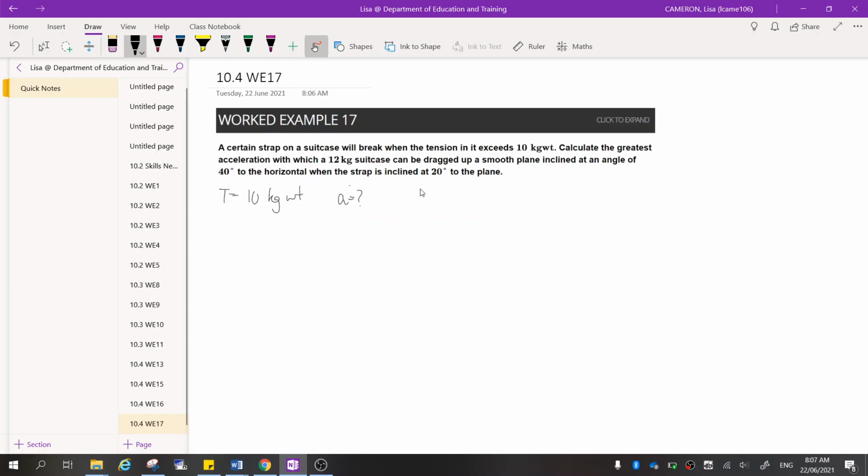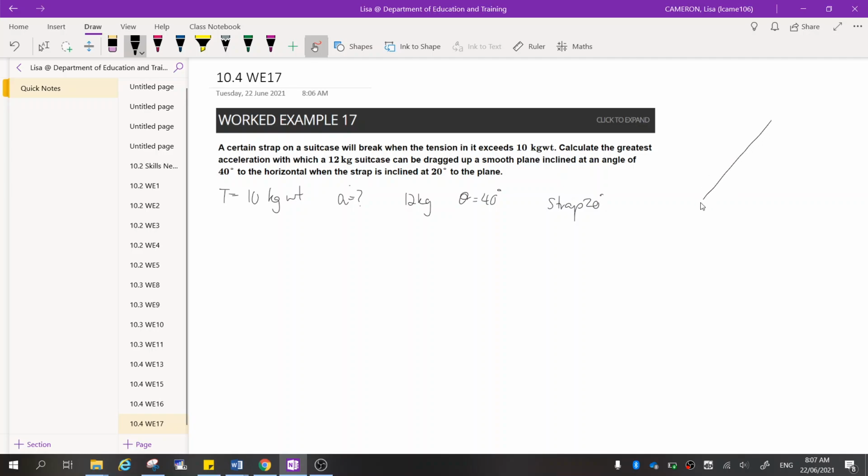With a 12 kilogram suitcase that can be dragged up a smooth plane at an inclined angle of 40 degrees to the horizontal when the strap is inclined at 20 degrees. Okay, so pause the video, see if you can have a go at drawing this.